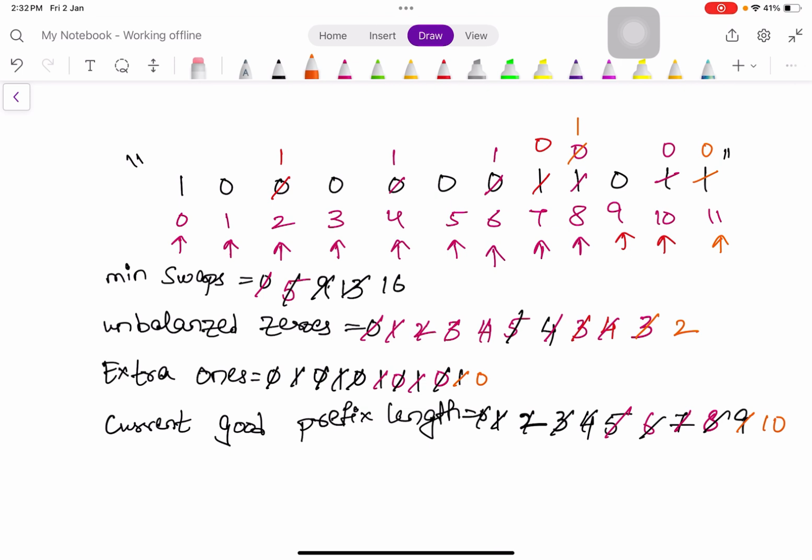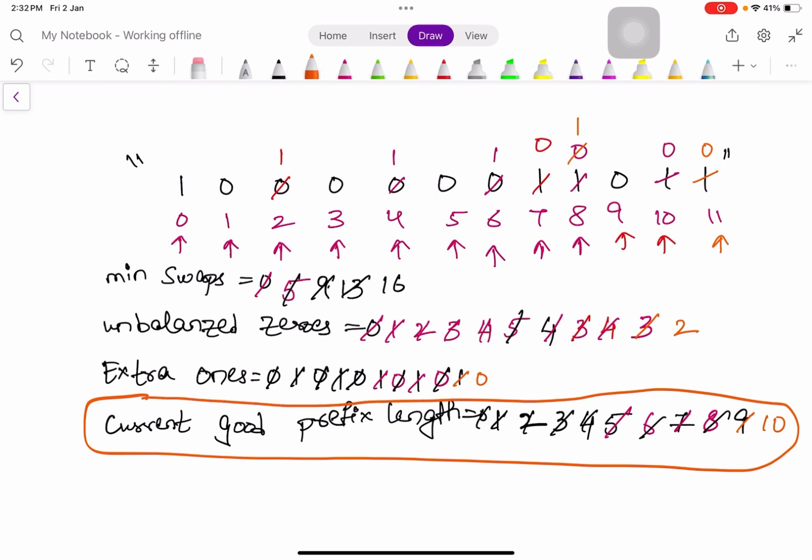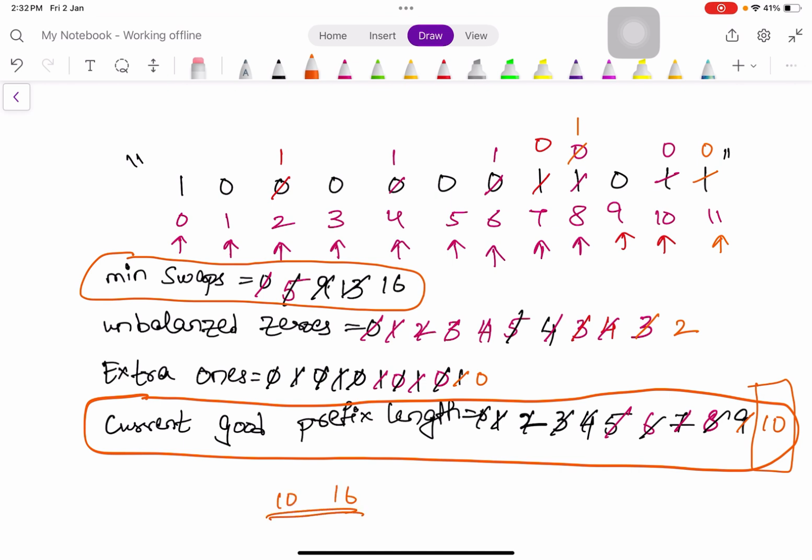Okay. Once we have done this, we do not have any more characters to look out for, right? So we'll stop here, and the value present in current good prefix length will be the biggest good prefix that we can actually find, and that will be our answer for the biggest good prefix length. We also need to find one more thing, which is the number of swaps. The variable minimum swaps is counting the minimum number of swaps needed to achieve this prefix. So our answer at the end becomes 10 and 16. Okay. This is how we solve this problem.